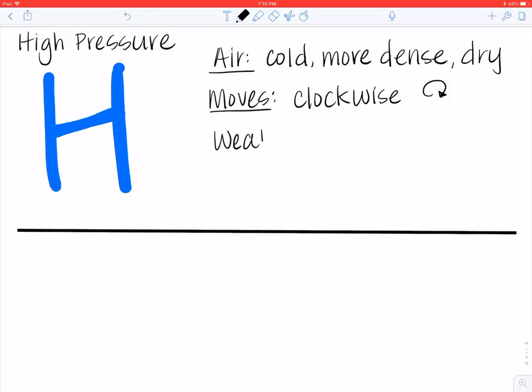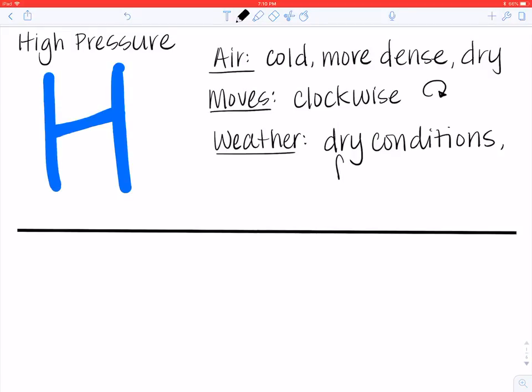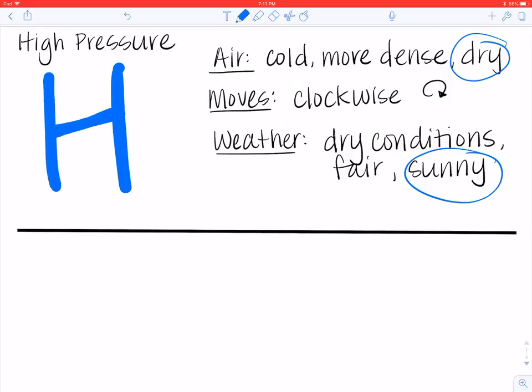The weather that is associated with high pressure systems is dry conditions. Basically, that means that the weather is going to be fair and sunny. Go ahead and take your blue color, and I want you to circle the words dry and sunny. These are important terms to remember when thinking about high pressure.